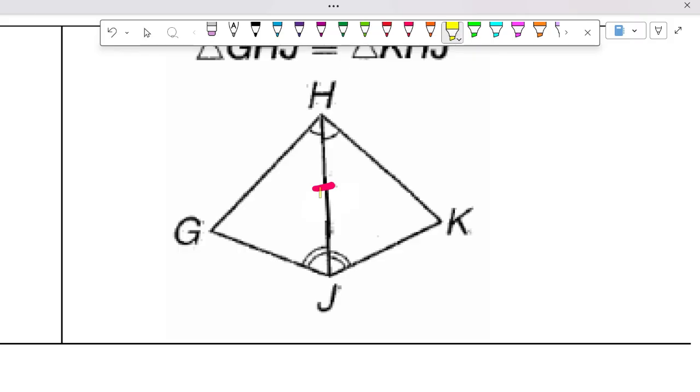So is this side between the two sets of congruent angles? Yes. All right. We have the two congruent angles here and the two congruent angles here. And that side is directly in between them. So once again, we can say that those two triangles are congruent by ASA.